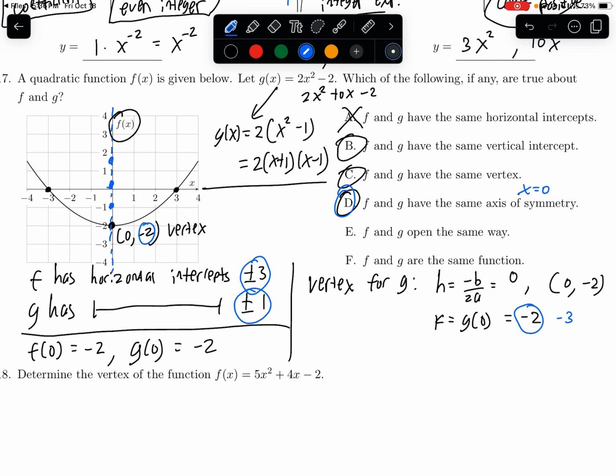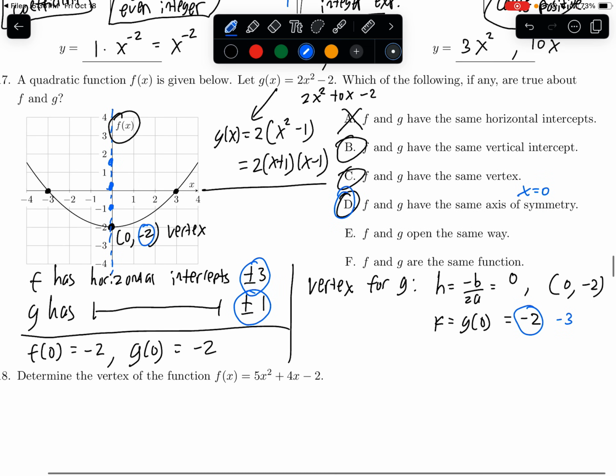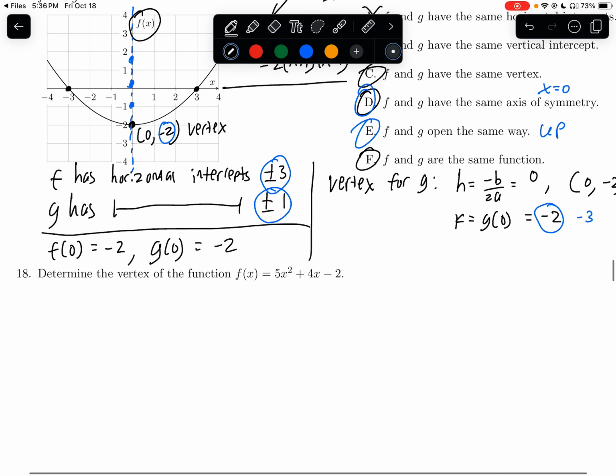It's the line here. And do they open up the same way? Well, f of x opens up, just looking at it, and g has a positive a coefficient, it's 2, and so they do open the same way. They actually both open up, and they're not the same function, because for one, they have different horizontal intercepts. So they can't be the same function, right?